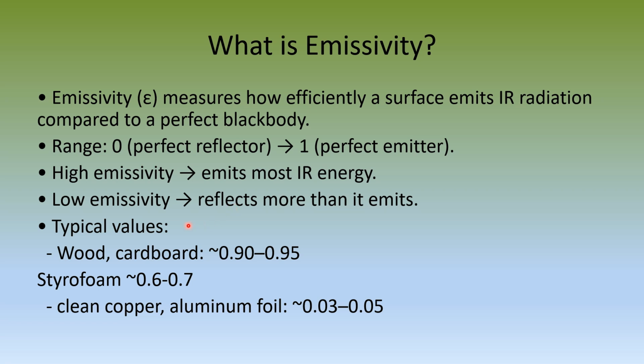So typical values for the materials we used in this experiment, wood and cardboard, are in the upper end of the scale. It's close to a black body, 0.9 to 0.95. Styrofoam is somewhere in the middle. And then the cleaned copper or the aluminum foil has a low emissivity. And that's why we get readings that are a little bit high, because it's reflecting other radiation into the detector.